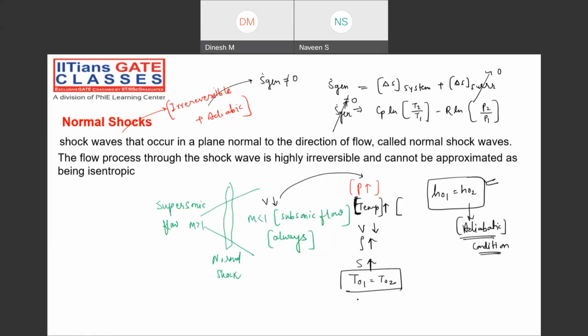But P02 will decrease, or simply you can say stagnation pressure will decrease. Stagnation pressure will decrease because of irreversibility. Because of irreversibility, stagnation pressure will decrease. All the static properties will increase. All the static properties will increase. Note down, guys, very important.